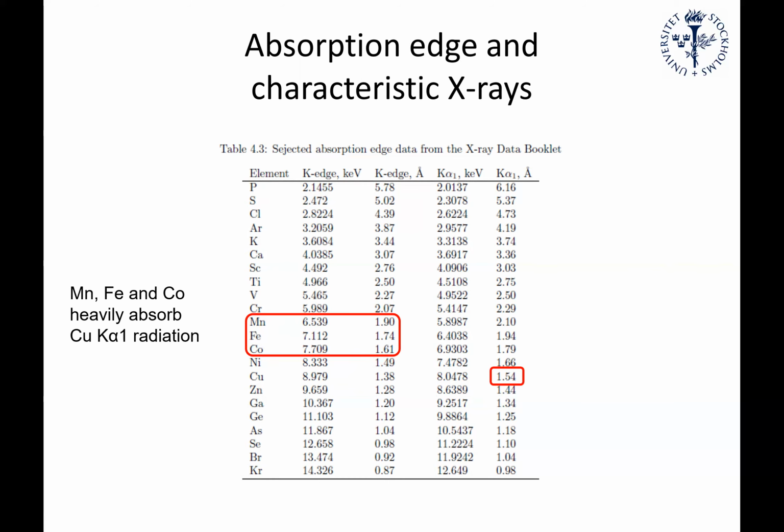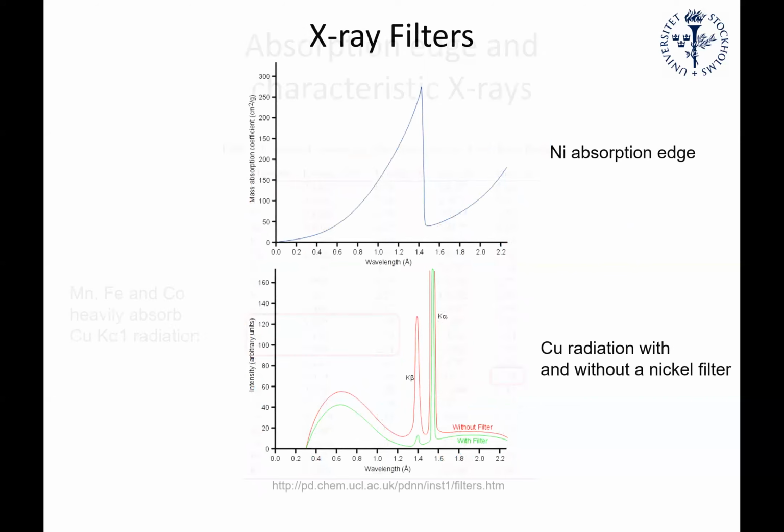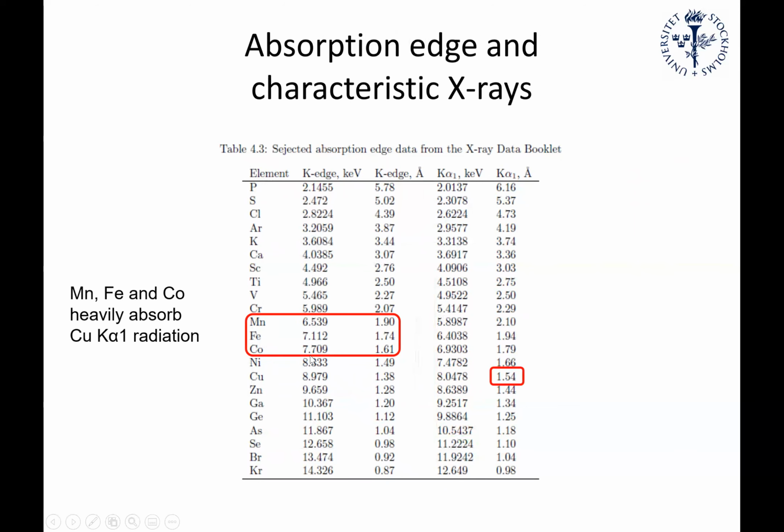So what can you do? Well, if you really want to study samples with manganese, iron, or cobalt, then if you can, it's best to change the copper source of the X-rays. This is where molybdenum radiation comes in handy. Molybdenum is off this chart, but it has its K alpha 1 radiation at 0.71 angstrom, which would not be absorbed heavily by manganese, iron, or cobalt. So keep that in mind, especially if you are working with manganese, iron, or cobalt samples. If possible, try to avoid an X-ray source that's based on a copper anode.